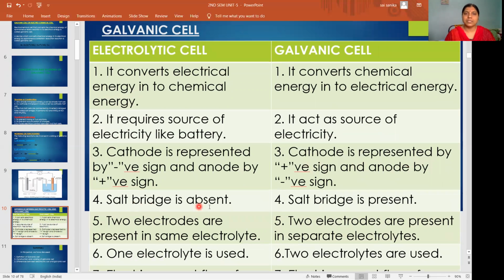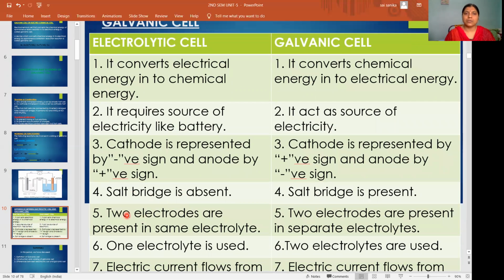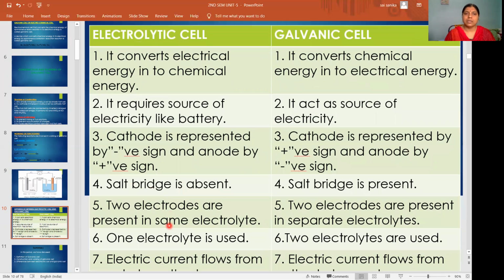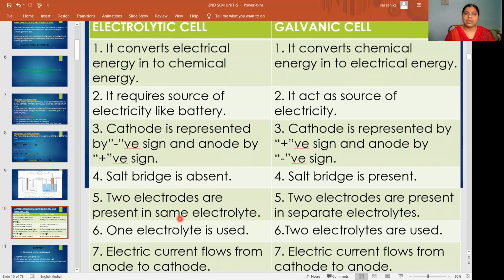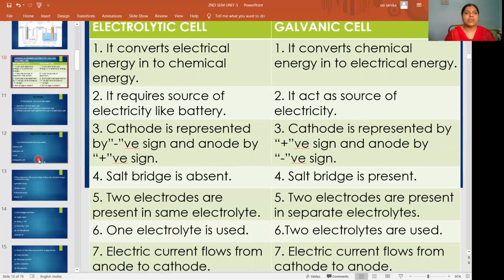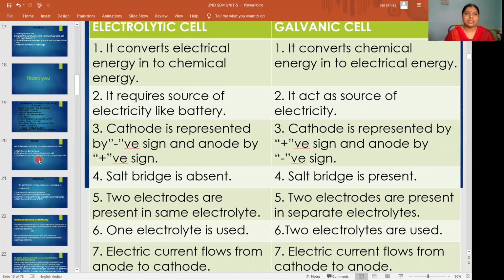Here salt bridge is absent, here salt bridge is present. Here two electrodes are present in the same electrolyte. Here two electrodes are present in separate electrolytes. Here one electrolyte is used. Here two electrolytes are used. Here electric current flows from anode to cathode. Here electric current flows from cathode to anode. So these are the differences between electrolytic cell and galvanic cell. So these are the topics we discussed in the last class.